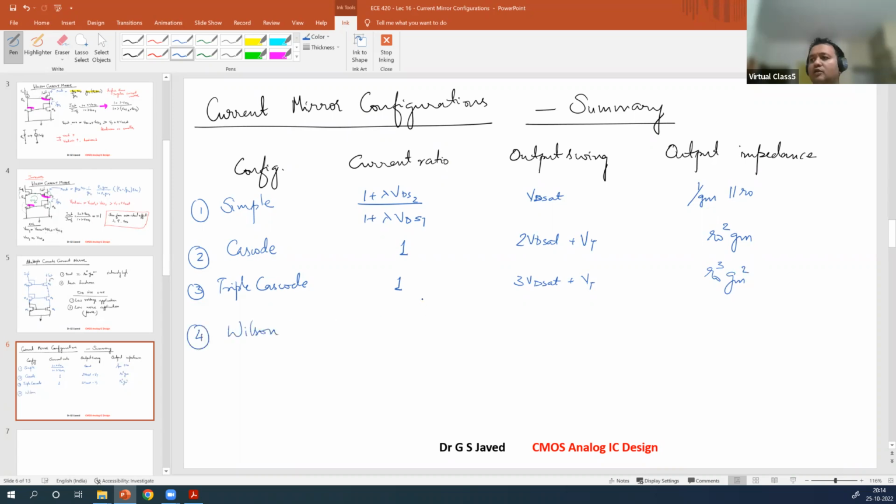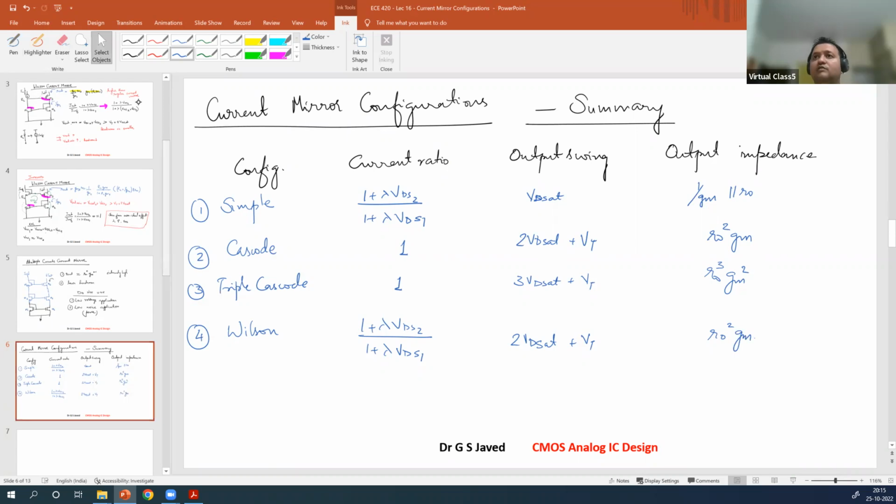Wilson current mirror is also similar to the simple cascode. So that is 1 plus lambda VDS2 over 1 plus lambda VDS1. Output swing is similar to cascode, 2 VD sat plus VT. The gain is also similar to cascode because only one stage is cascoded, so this will be R0 square GM.